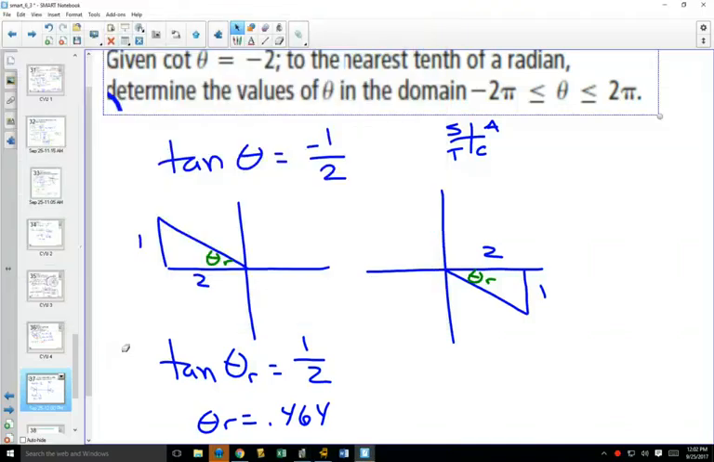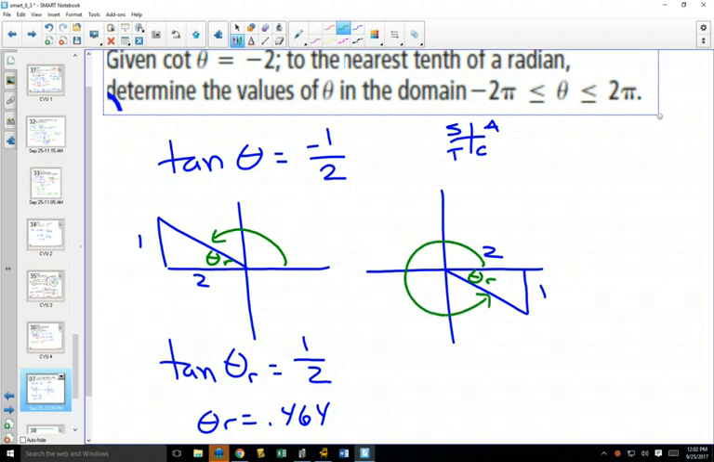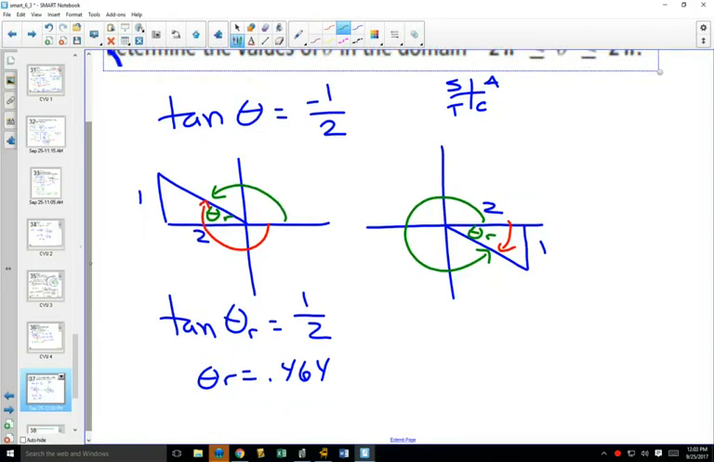Now the question is asking, determine all the values of theta. So in the positive direction, can you see we'll have 1 here and 1 here. In the negative direction, we'll have 1 here and 1 there. Bell's about to ring. I'll quickly write these answers down for you. So the positive direction, can you see this first one would be pi minus your reference angle. This one would be 2 pi minus your reference angle.